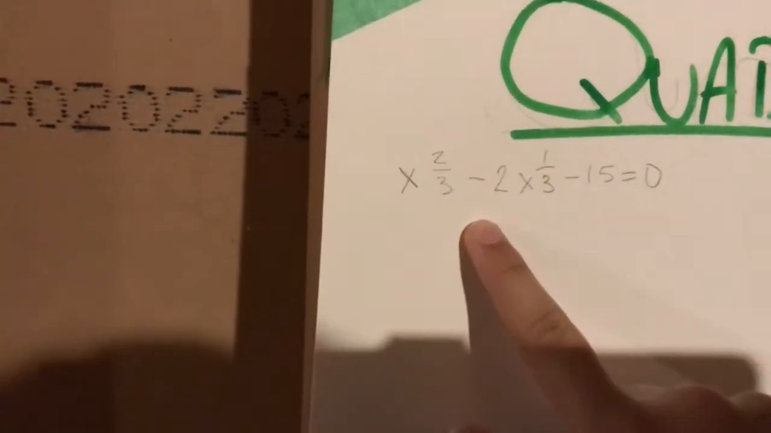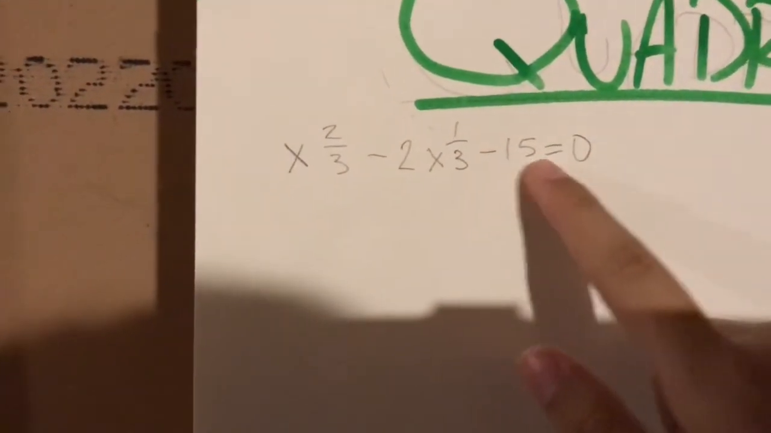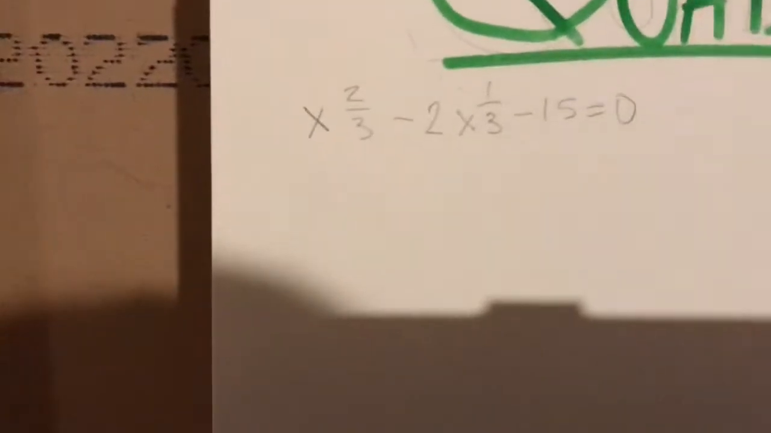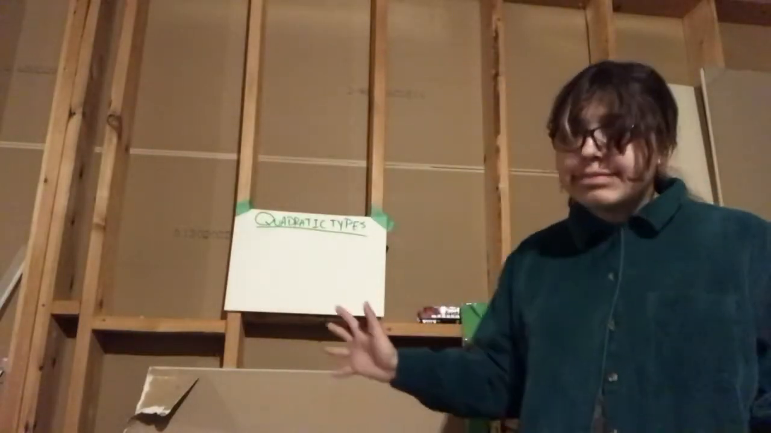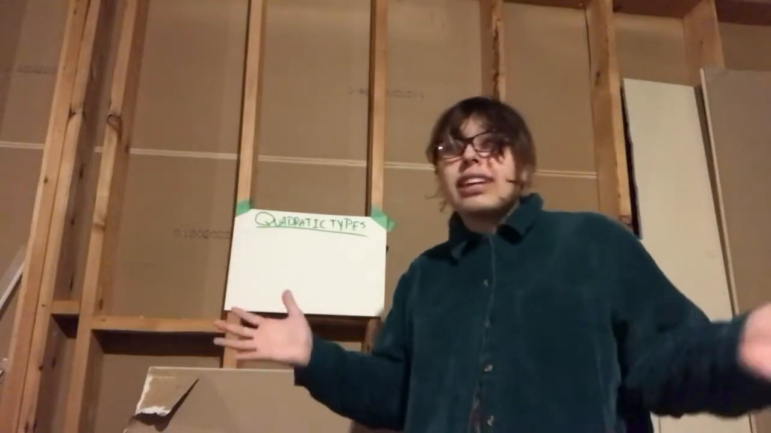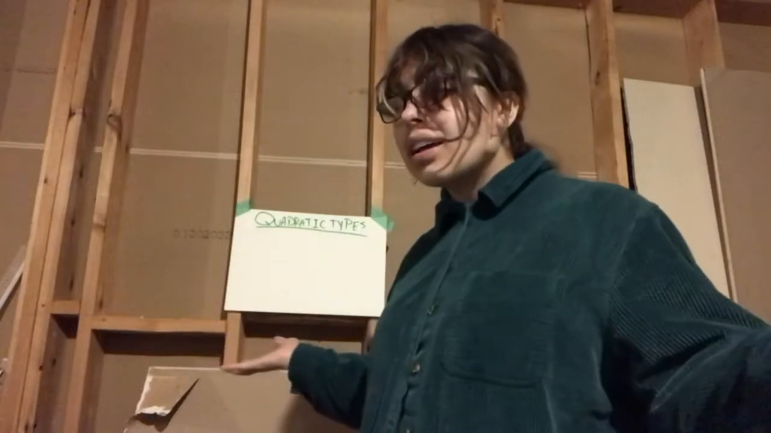Alright, the problem. x to the 2/3 minus 2x to the 1/3 minus 15 equals 0. That's our first quadratic type. Okay, I'll admit it, it looks a little confusing. You're like, what? How the frick? Well, I'll tell you.